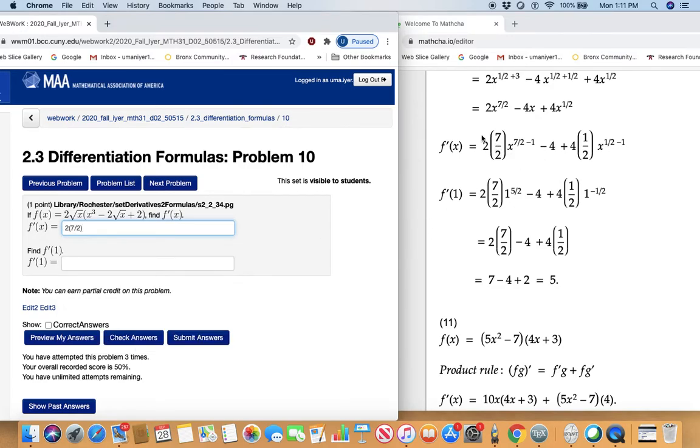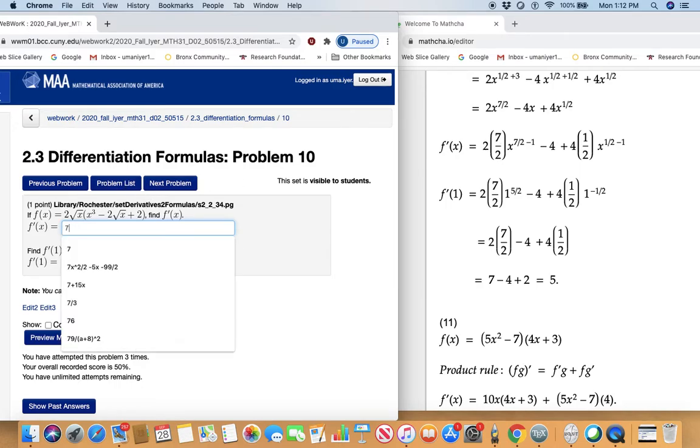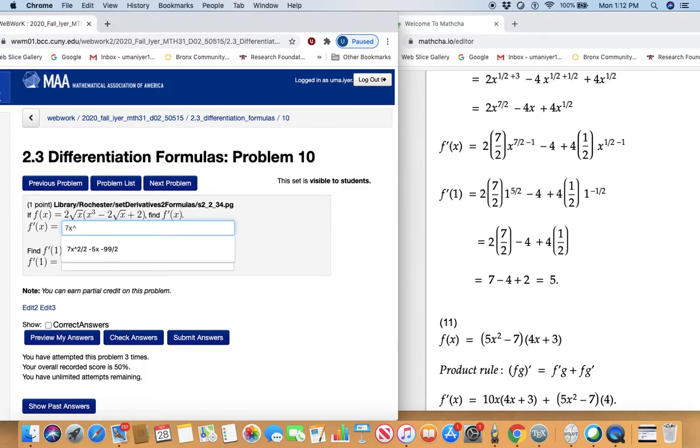Notice you could in theory simplify these. No harm done. Let's do that. 2 goes in 2, all I'm left with is 7, and then x to the power 5 halves. 7 halves minus 1 is 5 halves. That's the first term, minus 4. That's the second term. Last term, 2 goes in 4 2 times, so plus 2 x to the power negative half.